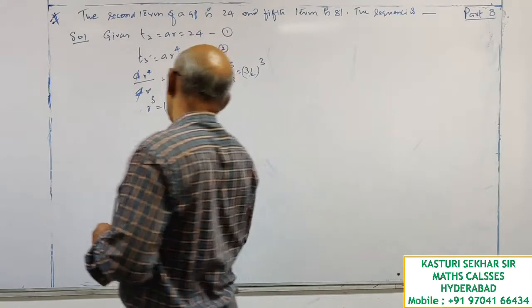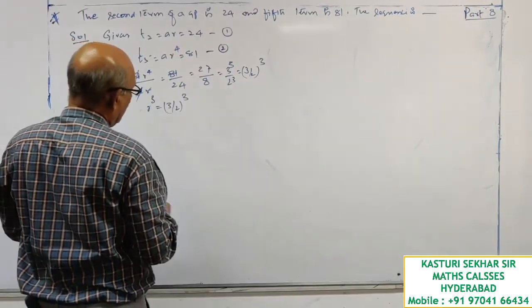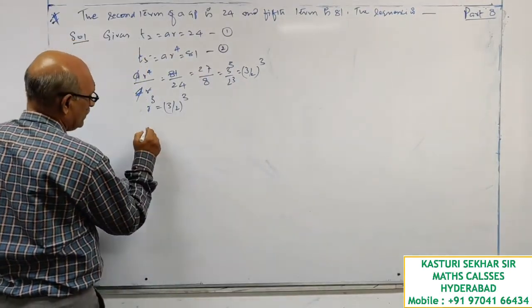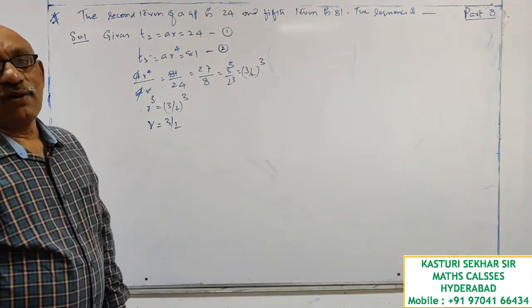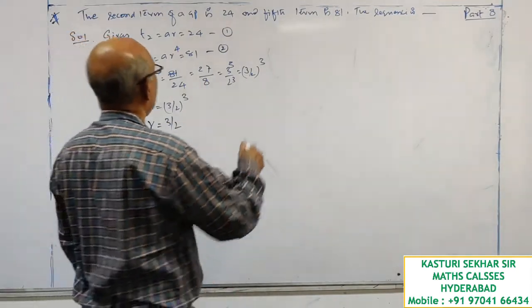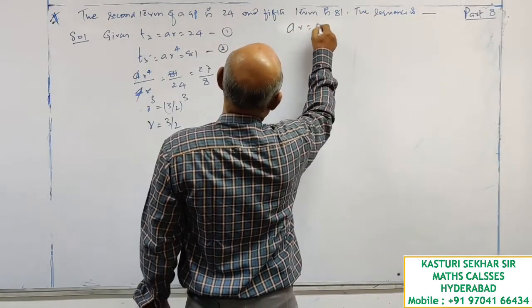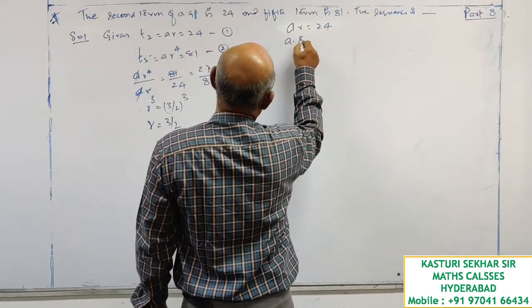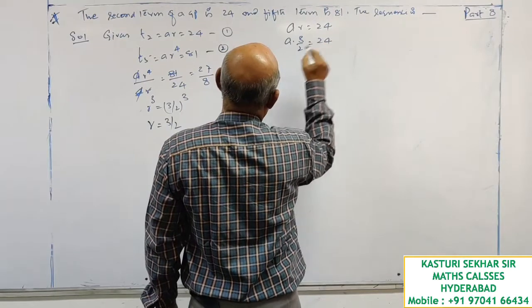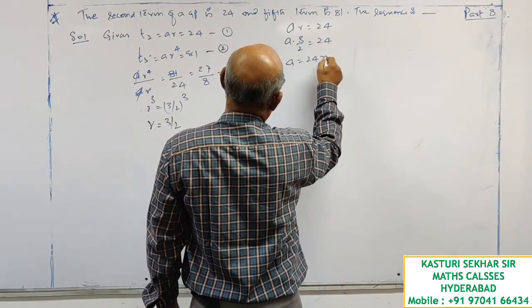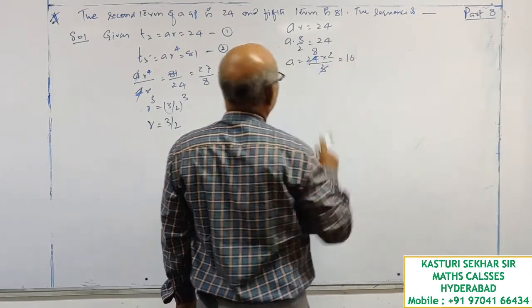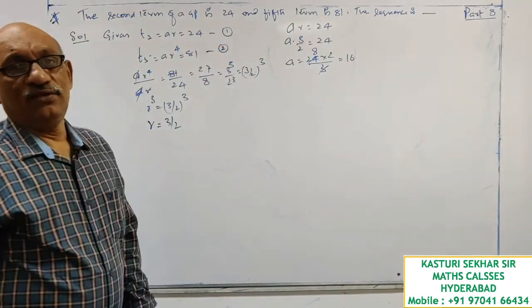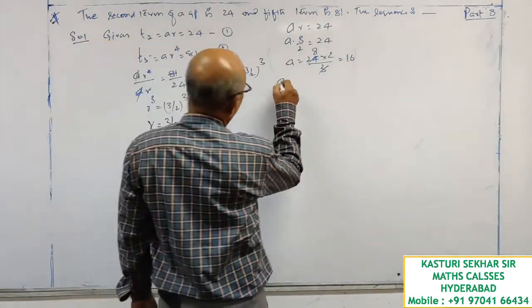Here is the equal to sign, and the powers are equal, so we can equate the bases. R is equal to 3 by 2. Common ratio value is obtained. Now AR is equal to 24, so A into 3 by 2 is equal to 24. A is equal to 24 into 2 by 3. 3 will go 8 times, 16. A is equal to 16.